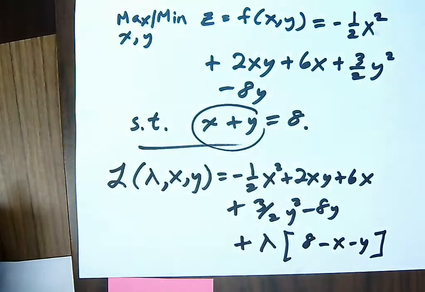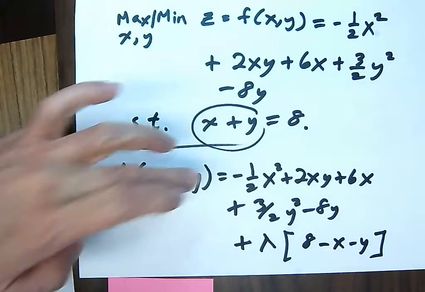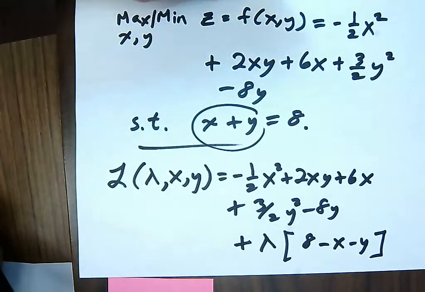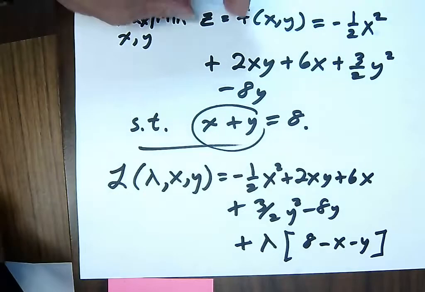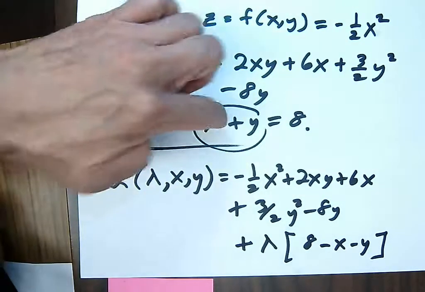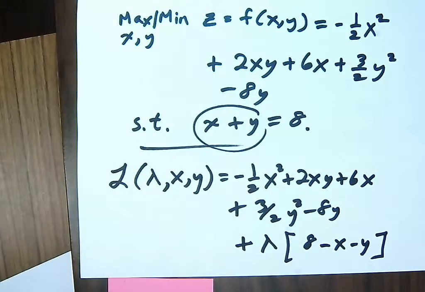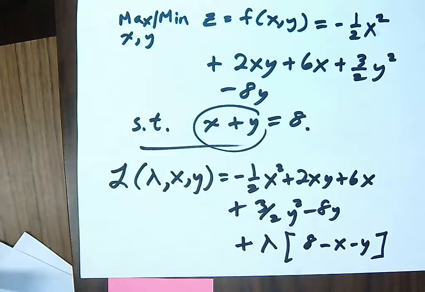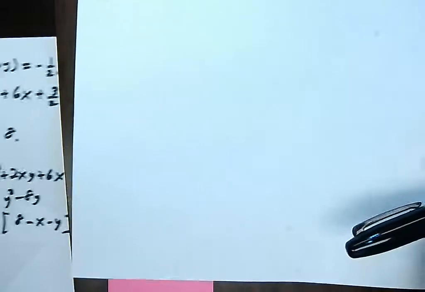Now we need to get the first order necessary conditions for our Lagrangian. We want to solve for the critical values of lambda, x, and y that lead to a stationary value of the Lagrangian. And those same critical values of x and y will lead to a stationary value of our objective function, or a stationary value of z, subject to the constraint being satisfied. So let's do that right now. Let's get the first order necessary conditions for our Lagrangian.